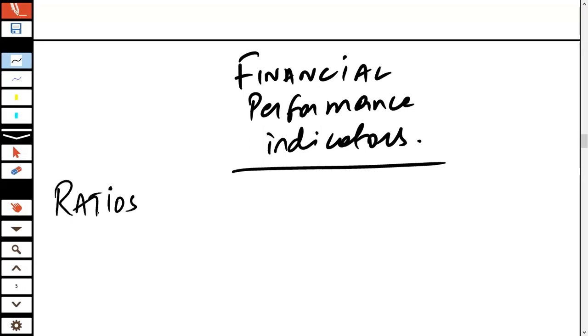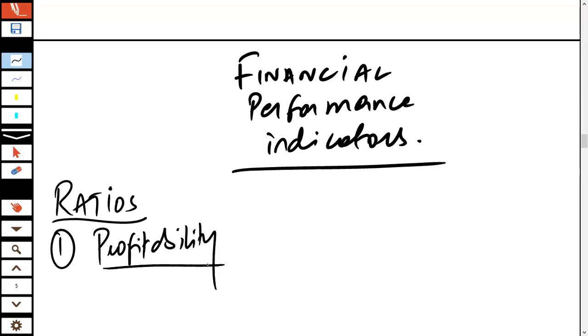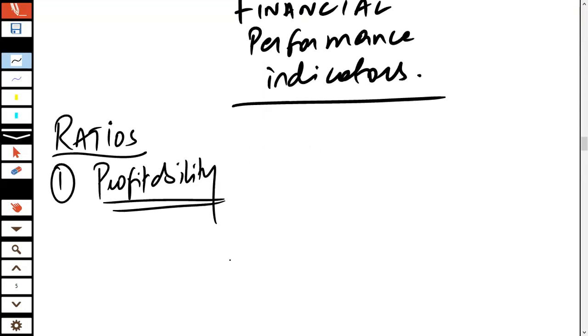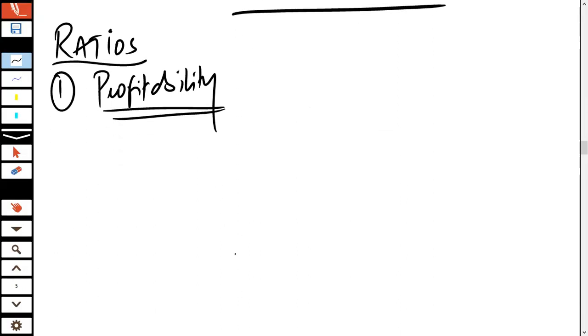Those multiple aspects usually include the use of different types of ratios. When we talk about the use of different types of ratios, we usually classify these ratios into different headings. So the first heading in which we classify our ratios is the profitability ratios. Let me explain the different types of profitability ratios.